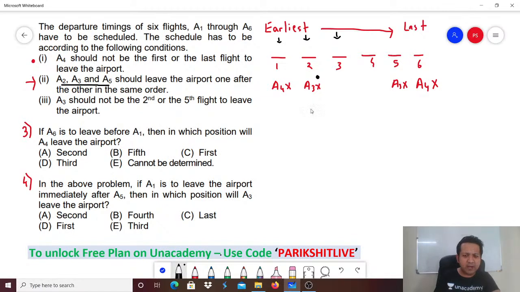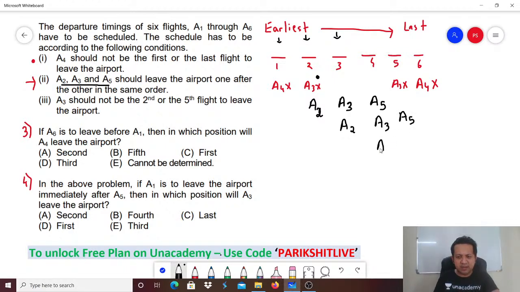What is the other alternative? It could be A2 is here, second position, A3 in the third position, and A5 in the fourth. So these are the 3. This is one possibility. Will you agree? Or the other possibility could be A2 will come at third position, A3 fourth position, and A5 fifth position. Correct? Any other possibility?